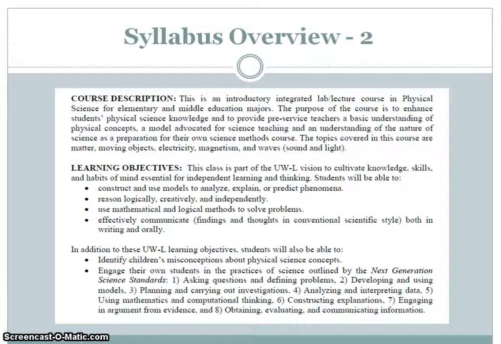So in addition to learning about these science topics, we will also consider some of the common difficulties that young children have when learning science and explore the new science standards which just came out in April of 2013, just last year, called the Next Generation Science Standards, or NGSS.